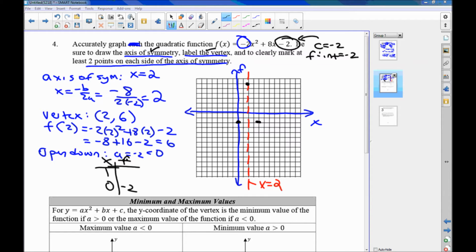Okay. And I'm going to go ahead and plug in 1. So let's see, negative 2 times 1 will give me negative 2, plus 8 will give me 6, and 6 minus 2 will give me 4. So at 1, we would have 4. That's right here, and I can mirror that over. And I'll go ahead and plot my parabola. So I've got the minimum amount here.